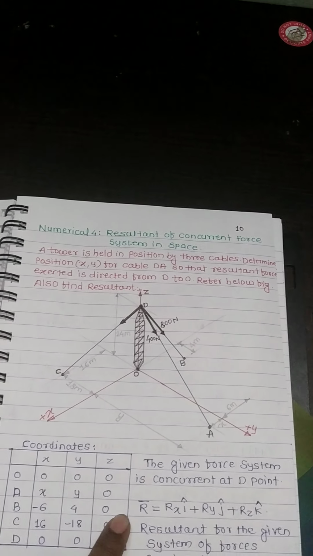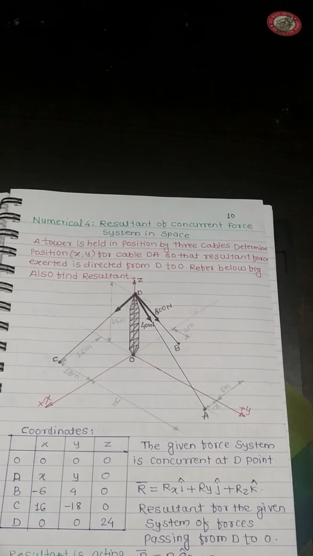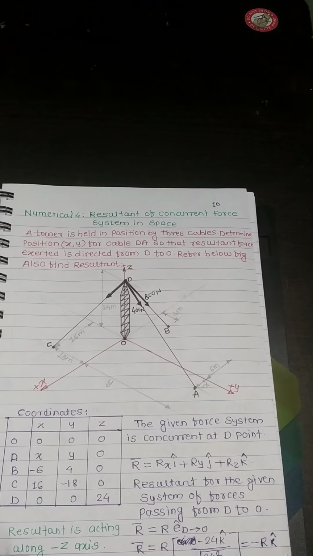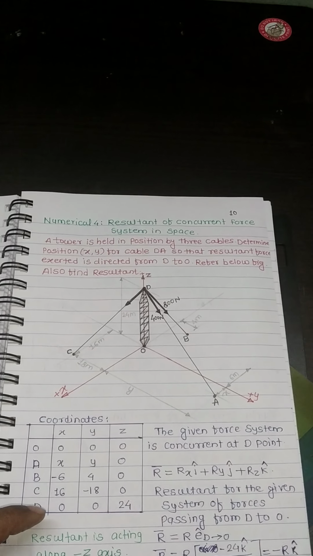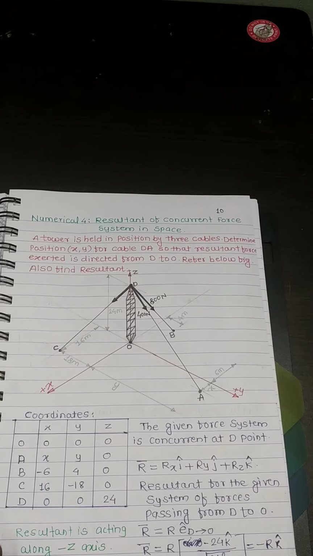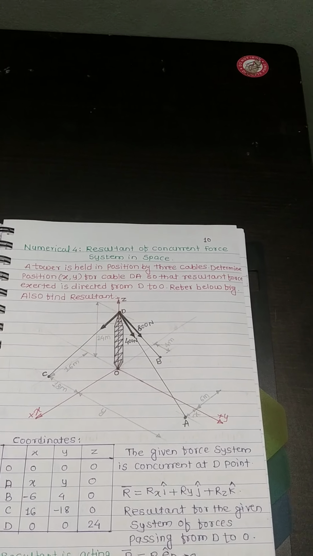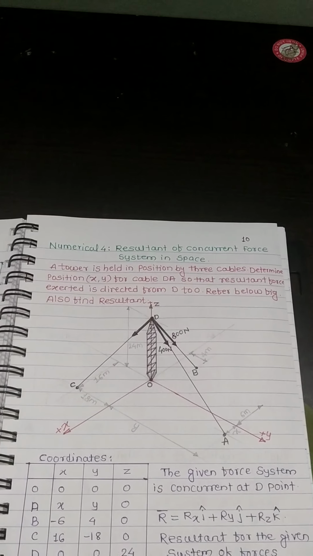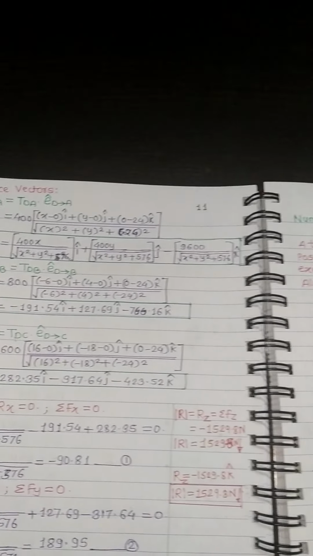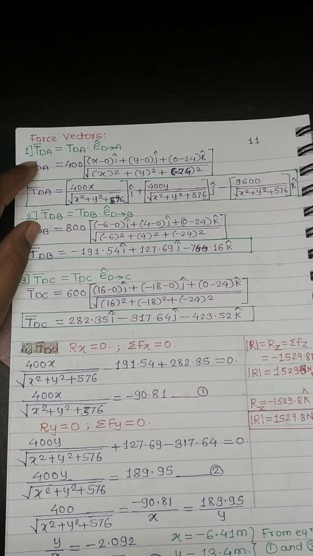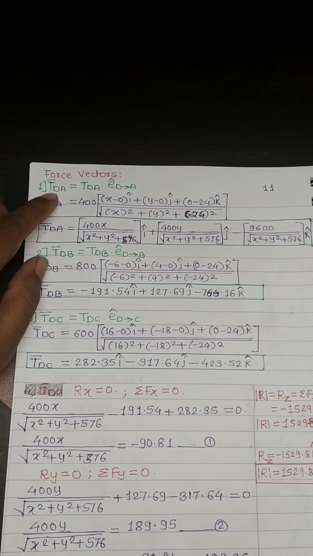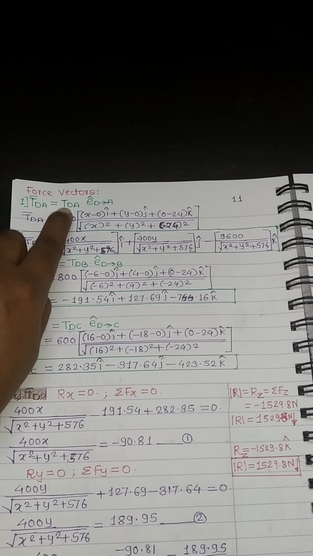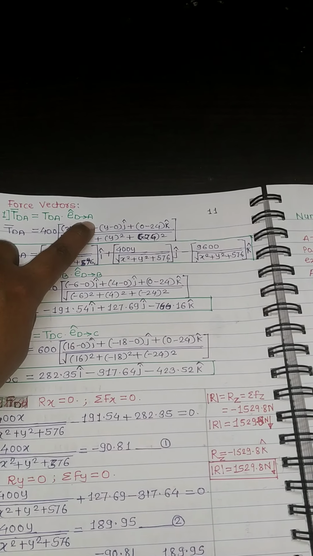We can solve the numerical by using the definition of a vector when a vector is passing from one point to another point. In that case, the vector is expressed as the magnitude of the force into the unit vector from point 1 to point 2. So we can write the force vectors by using the coordinates. Now the vector TDA is expressed as the magnitude of TDA into the unit vector from D towards A.